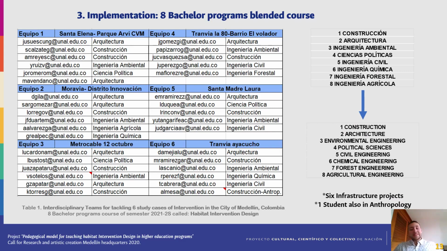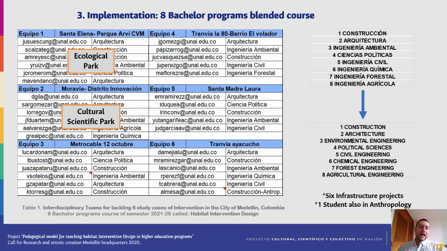So at last, we want to present our study case, that is the 8 bachelor programs blended course. Here we have 6 teams with 8 different disciplines, and each of these teams have at least 5 different disciplines or students from different bachelor programs. So the first team is working on an intervention of Parque RB ecological park. The second team is studying the cultural and scientific park that will be built in the next years in Moravia.